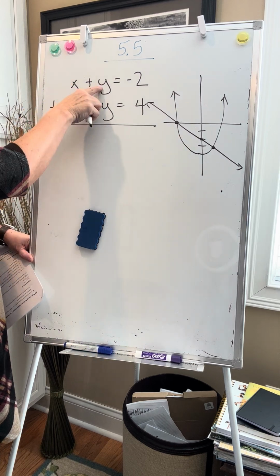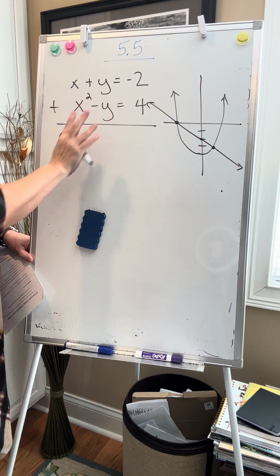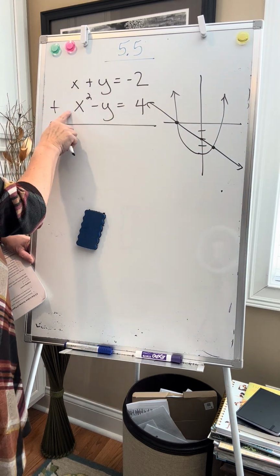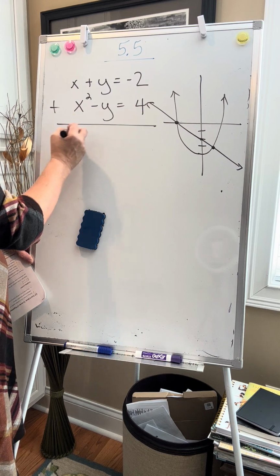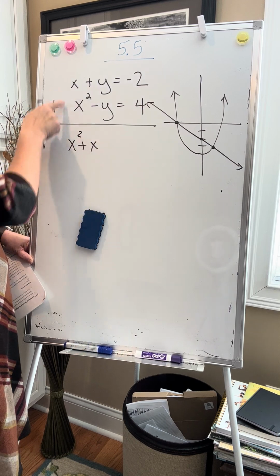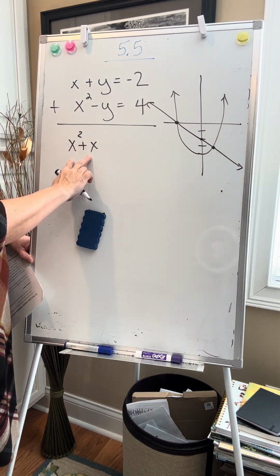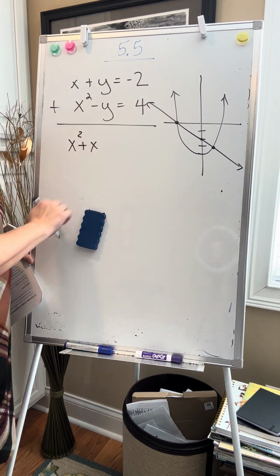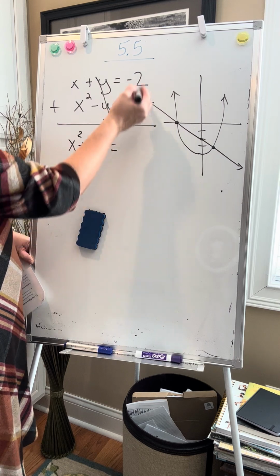When you add, y and minus y will cancel out, so it's already set up nicely for the addition method. X and x squared do not add together. I'm going to write that as x plus x squared, or putting it in descending order, x squared plus x. But add those two. That cancels.